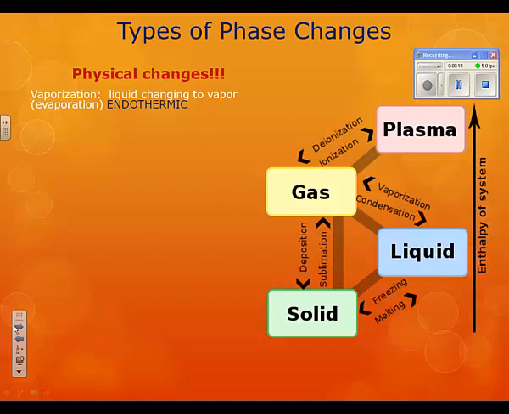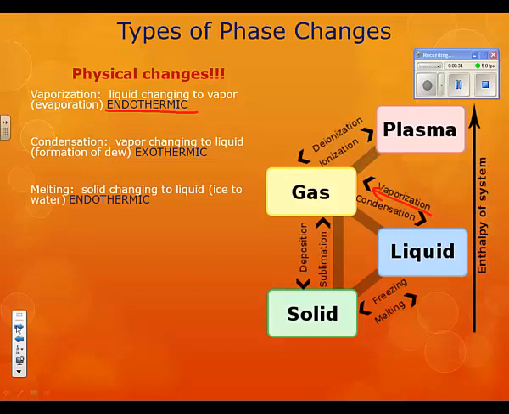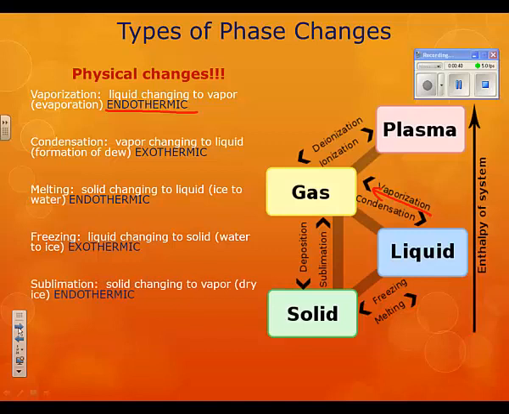Vaporization, remember, is from a liquid to a vapor. Remember, if we're going up on our arrow, that's going to be an endothermic reaction. You're going to have to know those again, so make sure we review those. Up arrows are endothermic. Condensation would be vapor to a liquid. Melting is a solid to a liquid. Freezing is liquid to a solid. Sublimation is a solid to a vapor. And deposition, vapor to solid.